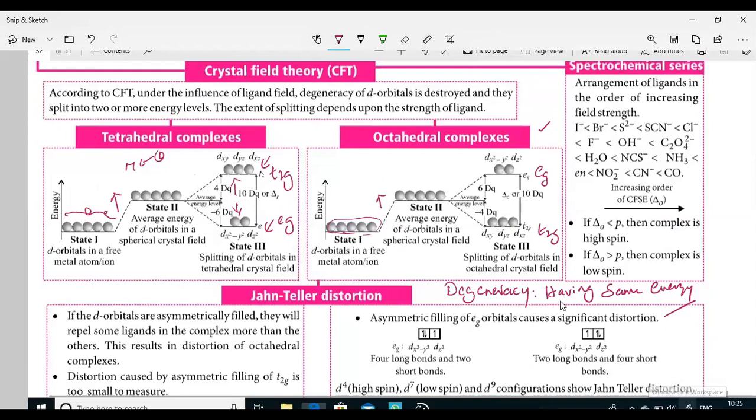The spectrochemical series will give us an idea of the strength of ligands. By looking at the spectrochemical series, we can make out which ligand has more strength and which ligand has less strength, and we can compare the strength of two different ligands. Okay, so you can compare by looking at this series. We can compare the ligand field strength, the strength of two ligands.